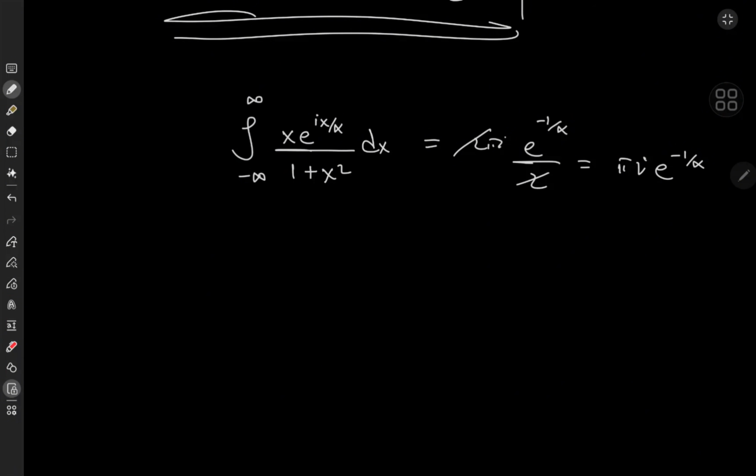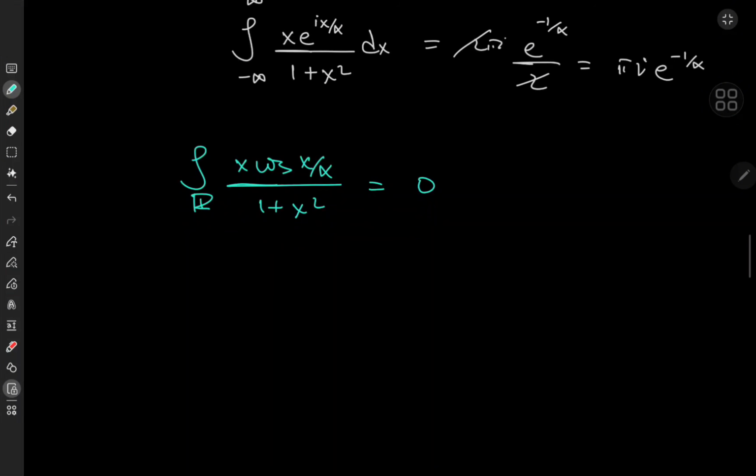Okay, cool. And we can now separate this into real and imaginary parts, and we see that the integral over the real line of x times cosine of x over alpha over 1 plus x squared is equal to 0, because the real part of the right-hand side is, of course, 0. I think that's pretty easy to see, given that cosine is an even function, but x is an odd function. So we're integrating this thing over a symmetric interval, and we should get a 0.